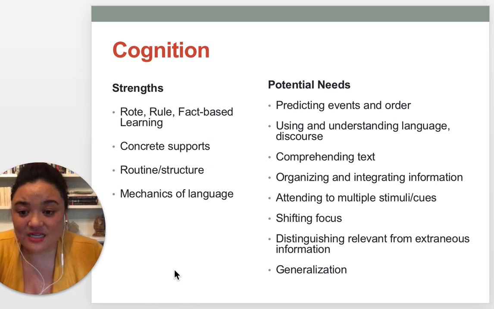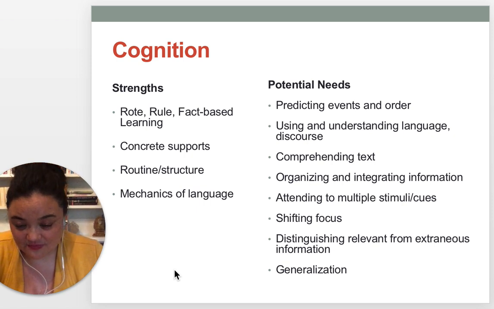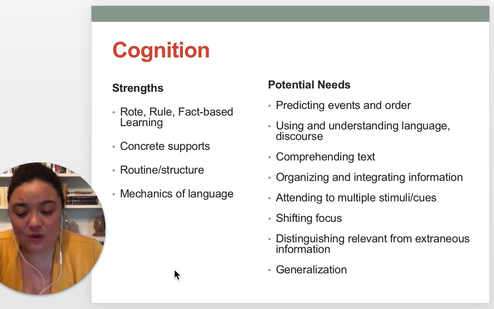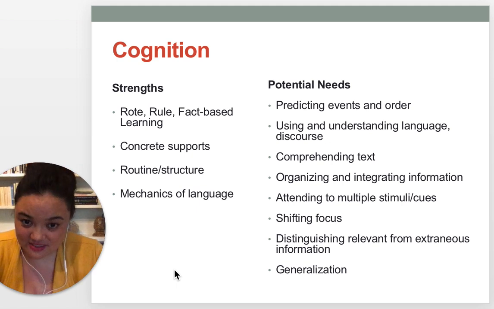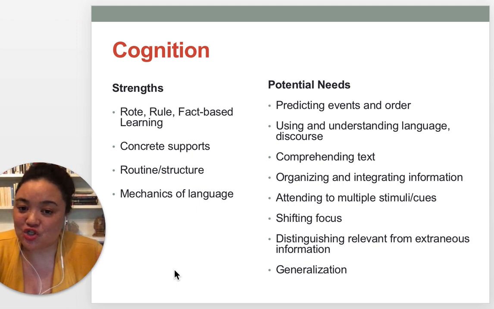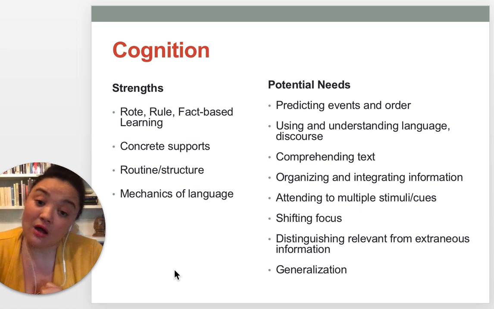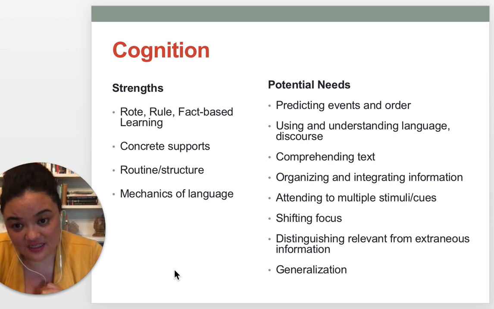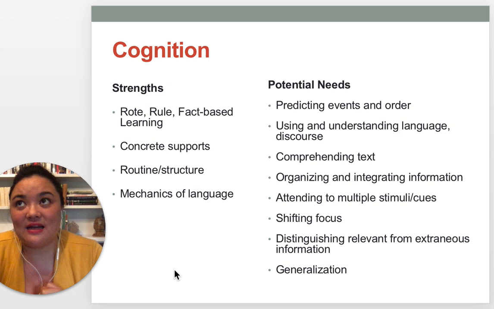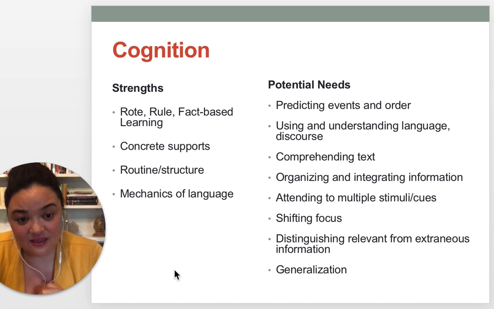Individuals with autism tend to do extremely well when given concrete supports, okay? They respond well when the directions are clear and the consequences are explicit. They do well with routines and structures. So having a predictable routine is helpful for all learners, but especially learners with autism. And also having highly structured activities tend to be something that individuals with autism excel in.